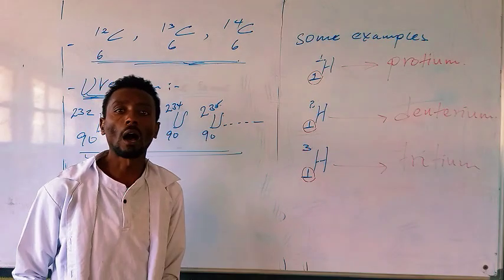In general, isotopes means with the same atomic number or with the same number of protons, but a different number of neutrons or different atomic mass.